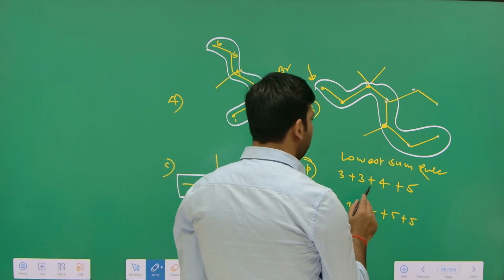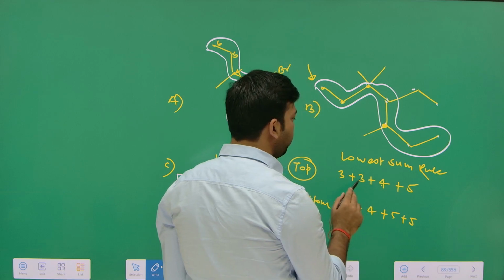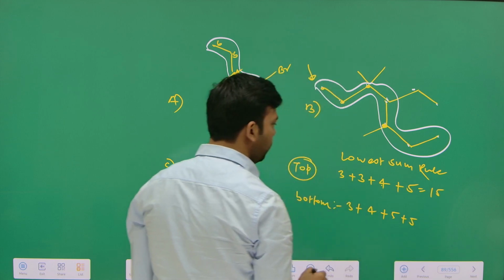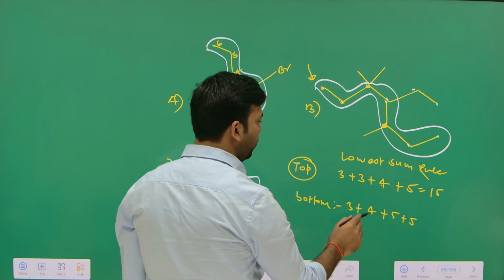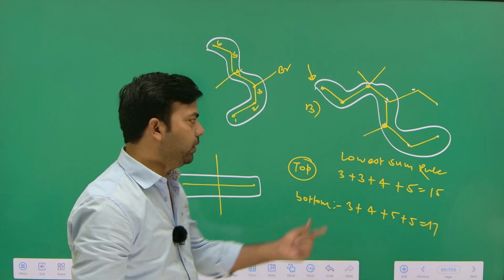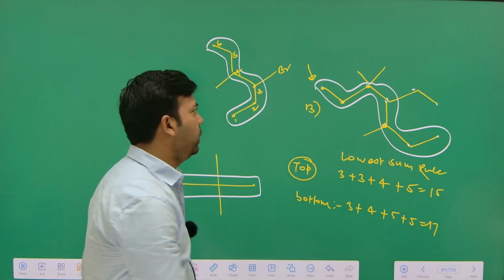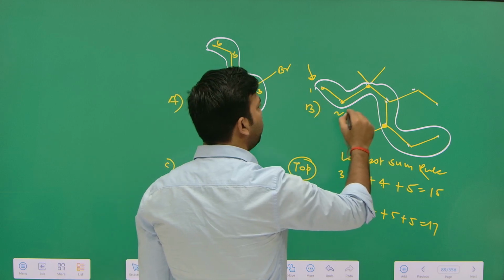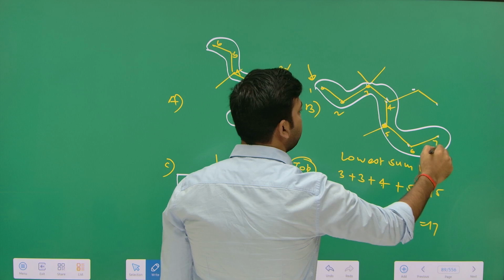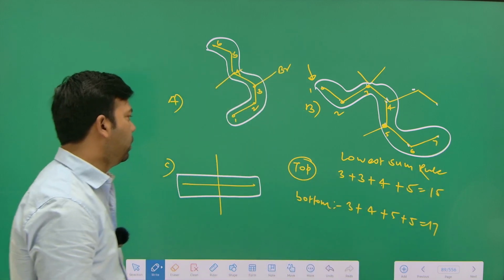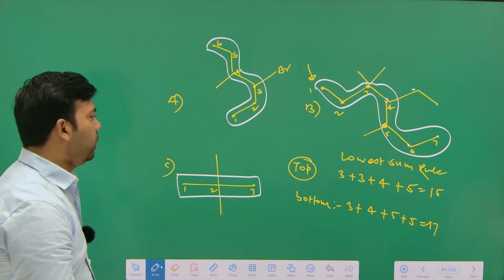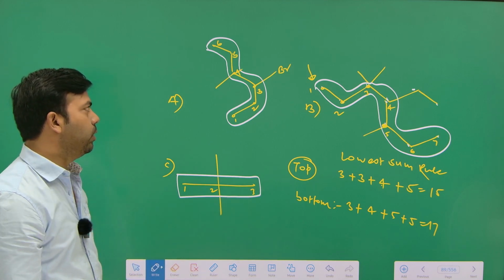Now we can add them. 3 plus 4 is 7, 7 plus 3 is 10, 10 plus 5 is 15. From the other side, 10, 14 plus 3, 17. So the lowest is 15. So we will start from the top. Clear? So 1, 2, 3, 4, 5, 6 and 7. This is the correct one. And this is symmetrical, so for 1, 2 and 3 you can start from any end. Now we are going to write down the name of the compound.